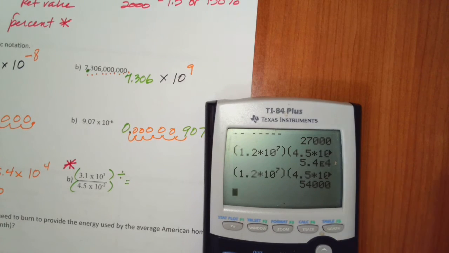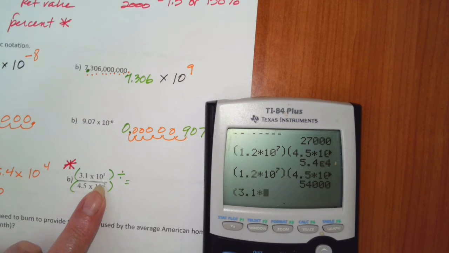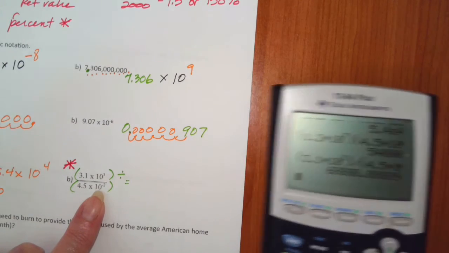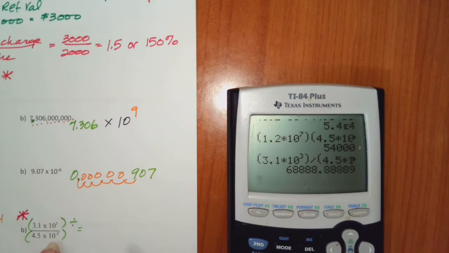Okay, now I'm in scientific notation mode, so I'm just going to leave it like that. 3.1 times 10 to the 3rd, close my parentheses, divided by 4.5 times 10 to the -2, close my parentheses. Oh, it's in normal mode. Okay, so that's 6,688,888, and we'll call it 0.9.